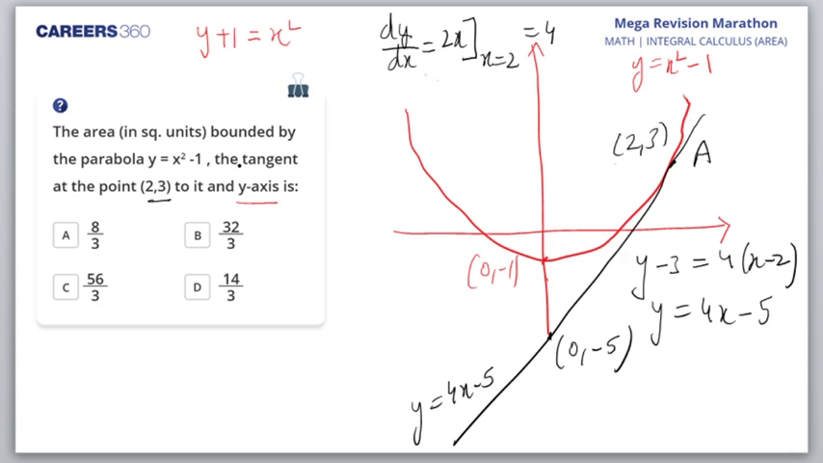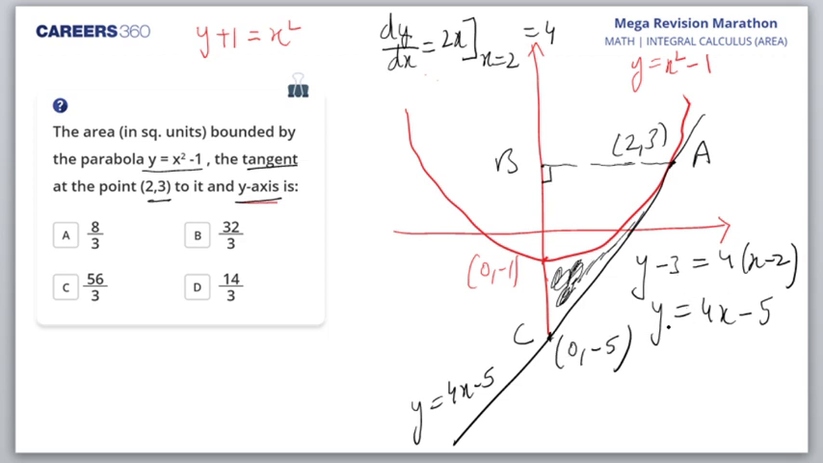Now, what is being asked? Tell me the area bounded by the parabola, the tangent and the y-axis. So that means this is the portion which we are interested in. How shall we find it? We make an ordinate here and let us mark this point as B. And this point where it intersects the y-axis, that point is C.